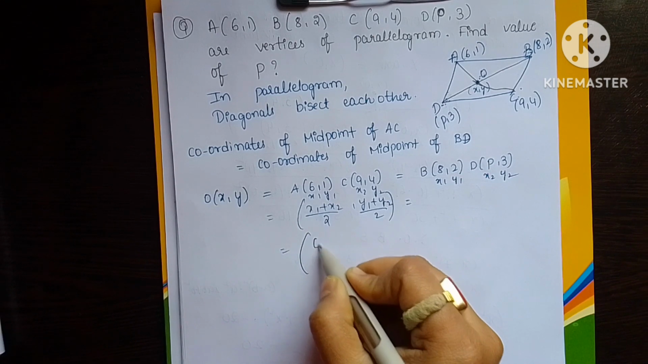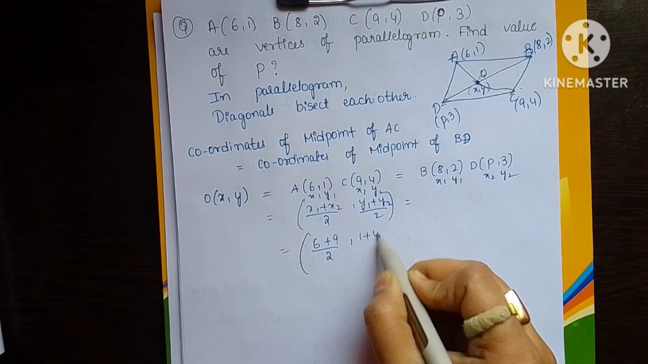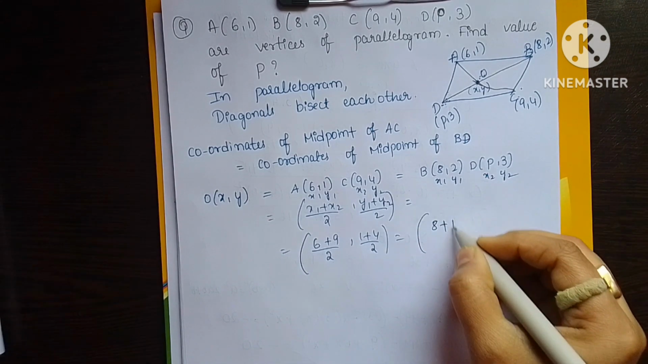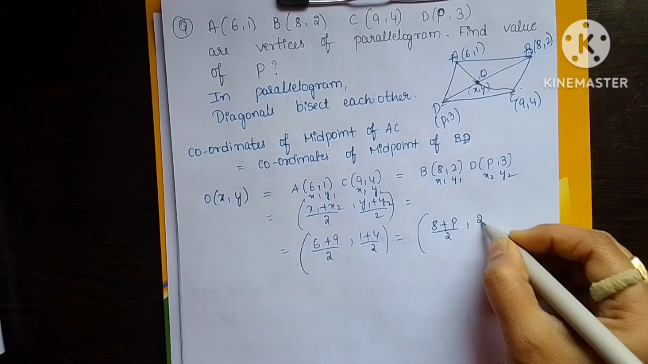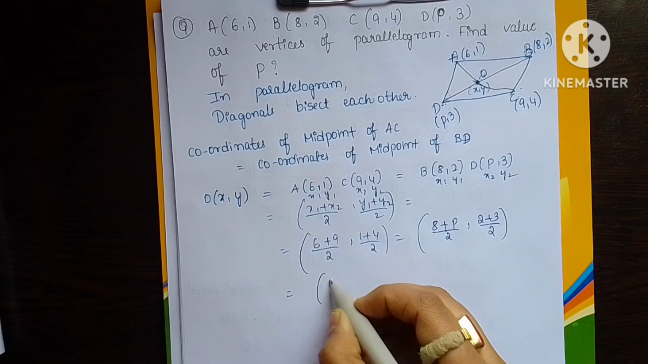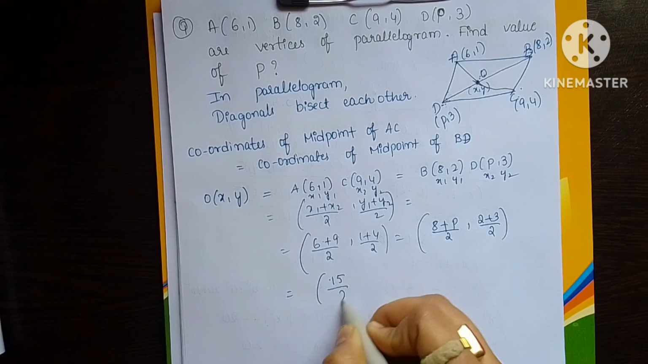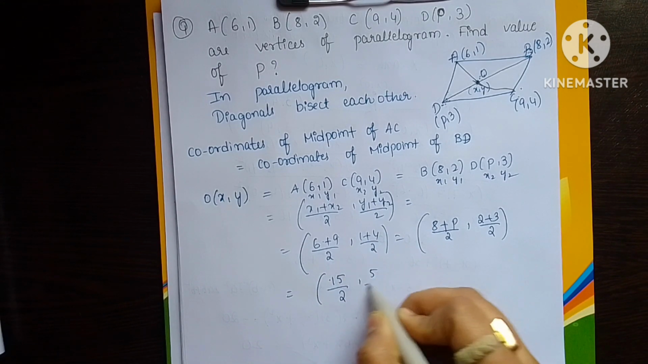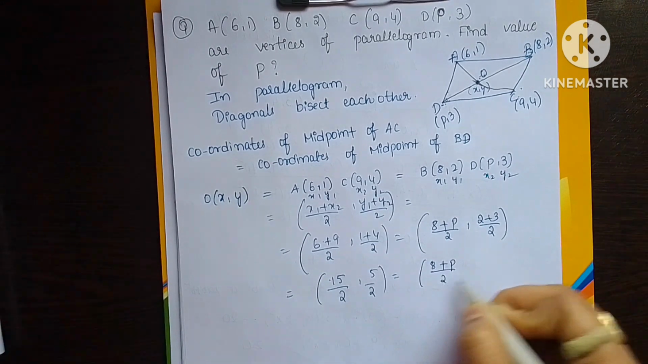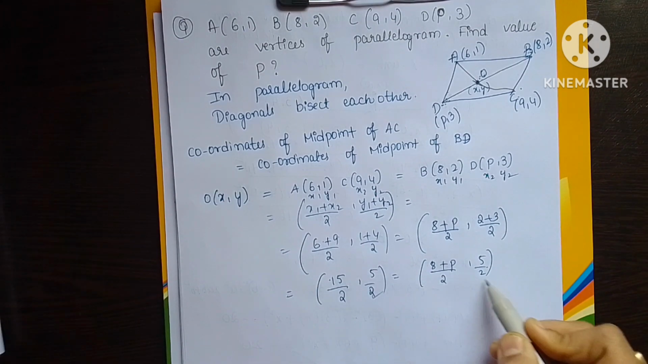Substitute here: 6 plus 9 by 2, comma, 1 plus 4 by 2, equals 8 plus P by 2, comma, 2 plus 3 by 2. So 9 plus 6 is 15, 15 by 2. 8 plus P by 2 is equal to 5 by 2. Here 5 by 2 and 5 by 2 are the same.